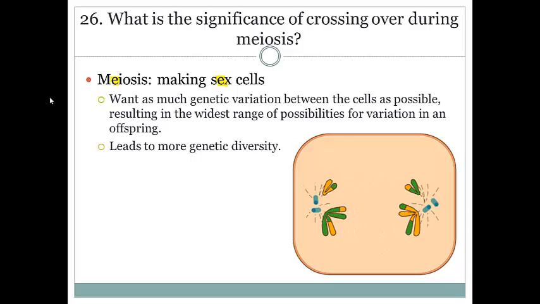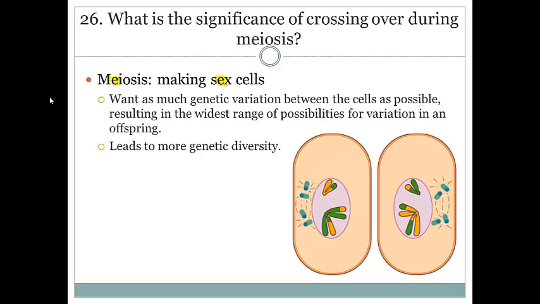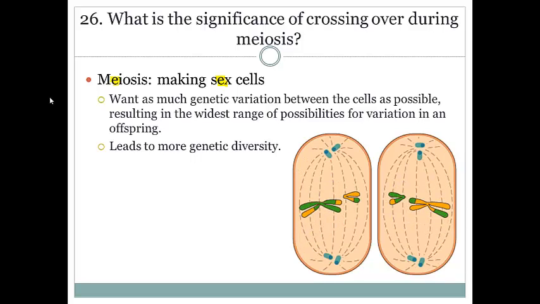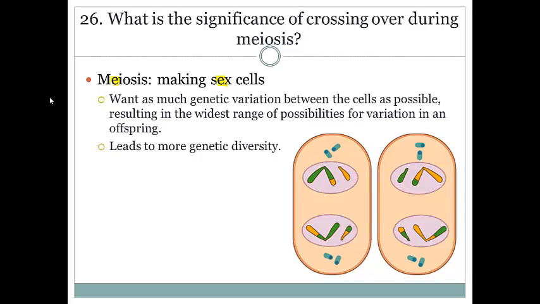So at this point, if we stopped, we would have diploid chromosome number. But we're going to separate again. And what we end up with is 4 haploid daughter cells. So 2 of these daughter cells need to get together to make a diploid cell.